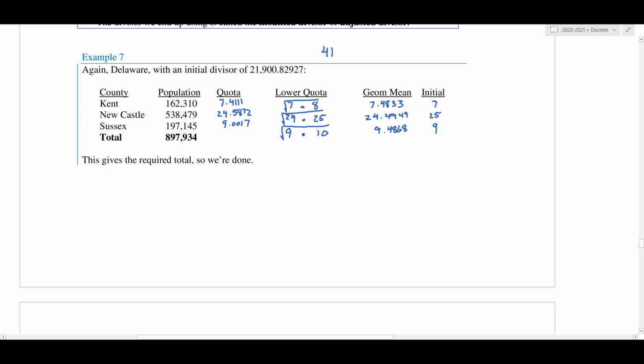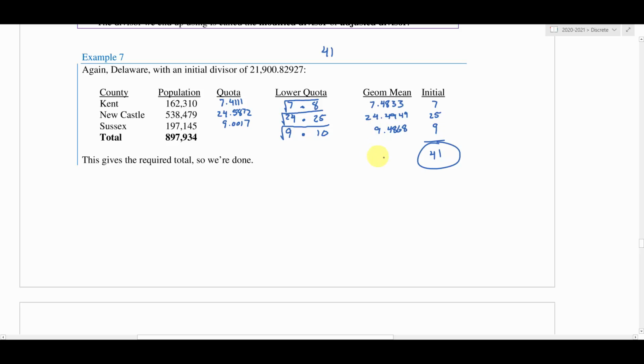Now, once we've rounded based on those numbers, we add up our apportionment. So 7 and 25 and 9 add up to 41, and we have apportioned enough. That's exactly what we needed. So this 7, 25, and 9 would end up becoming our final apportionment for the state of Delaware. Just a recap: find your divisor, find your quotas, calculate your geometric means, and then round based on those geometric means. That's as simple a set of instructions as I can give you.